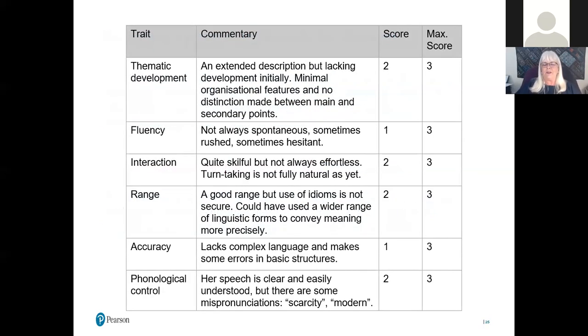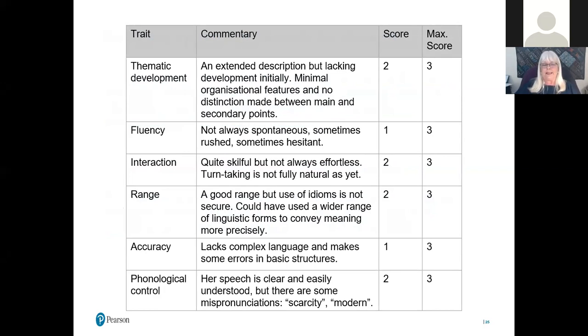So here are the scores that she received. This is level 5, remember. For the actual task, she was scored 2. She gave an extended description, but it was lacking in development initially. There were minimal organizational features. I think she referred to the upper picture and lower, but that was about it. And no real distinction was made between main and secondary points. So she was just at the level.